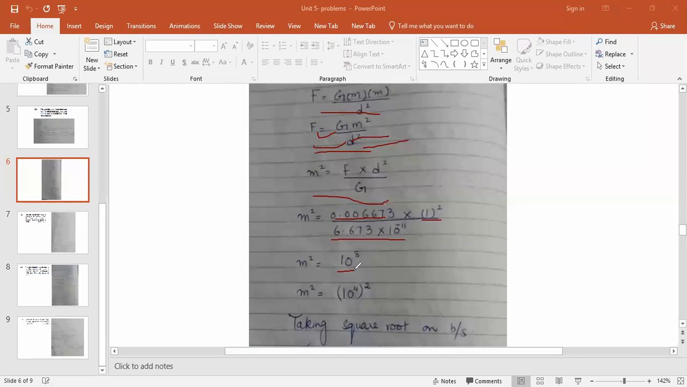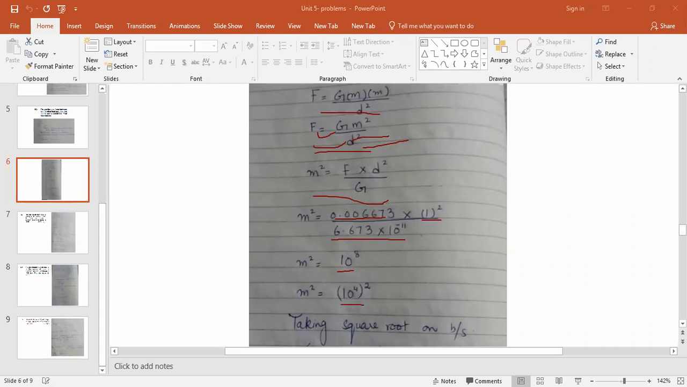8. So we know that if we write this 10 raised to power 8 in the form of power, we can write it like this: 10 power 4 into 2. If you multiply 4 into 2, it will again give us 8, right? So I write it like this.